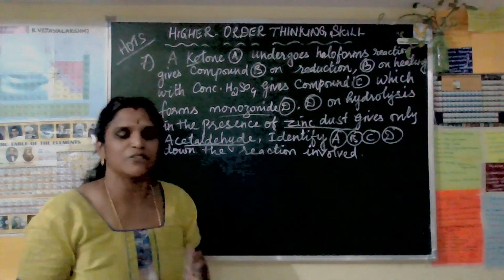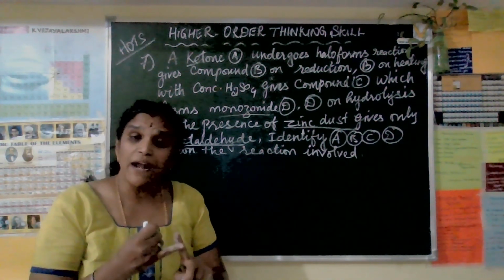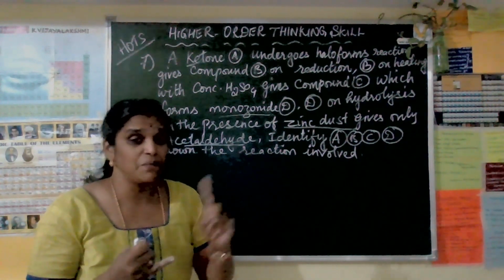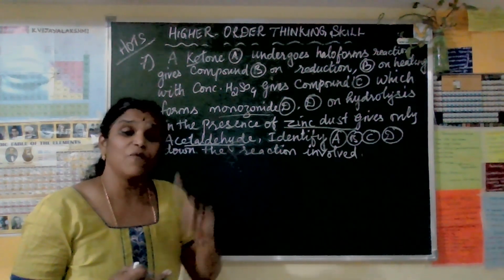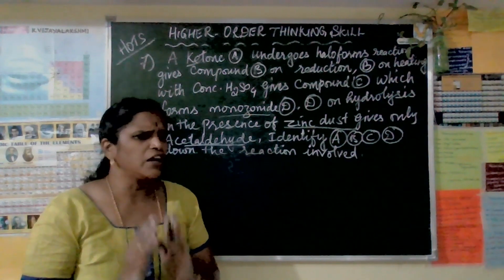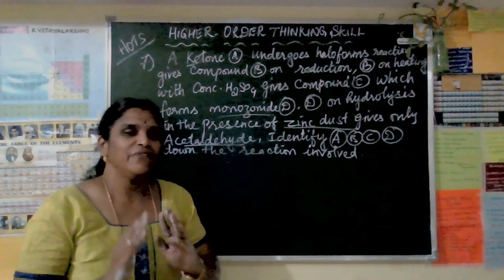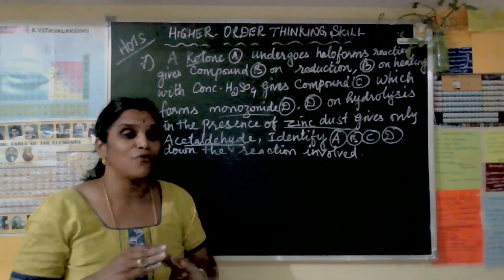These are the two clues for us. Okay, one is ozonide formation, that means ozone will be there. The second one is acetaldehyde. Acetaldehyde formation means we can go for a carbon 4 compound.